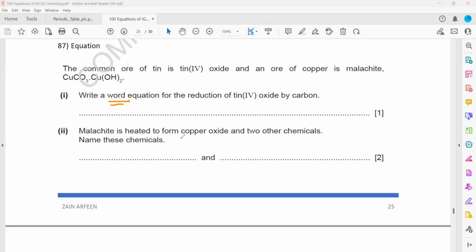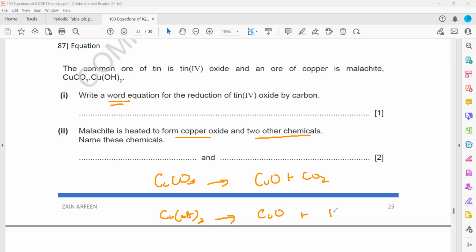Then: name the chemicals formed when malachite is heated to form copper oxide and two other chemicals. If copper carbonate is heated, what are the products formed? Copper oxide plus carbon dioxide, CuO plus CO2. And if we heat copper hydroxide, it will form copper oxide plus water, or steam, you can also say.